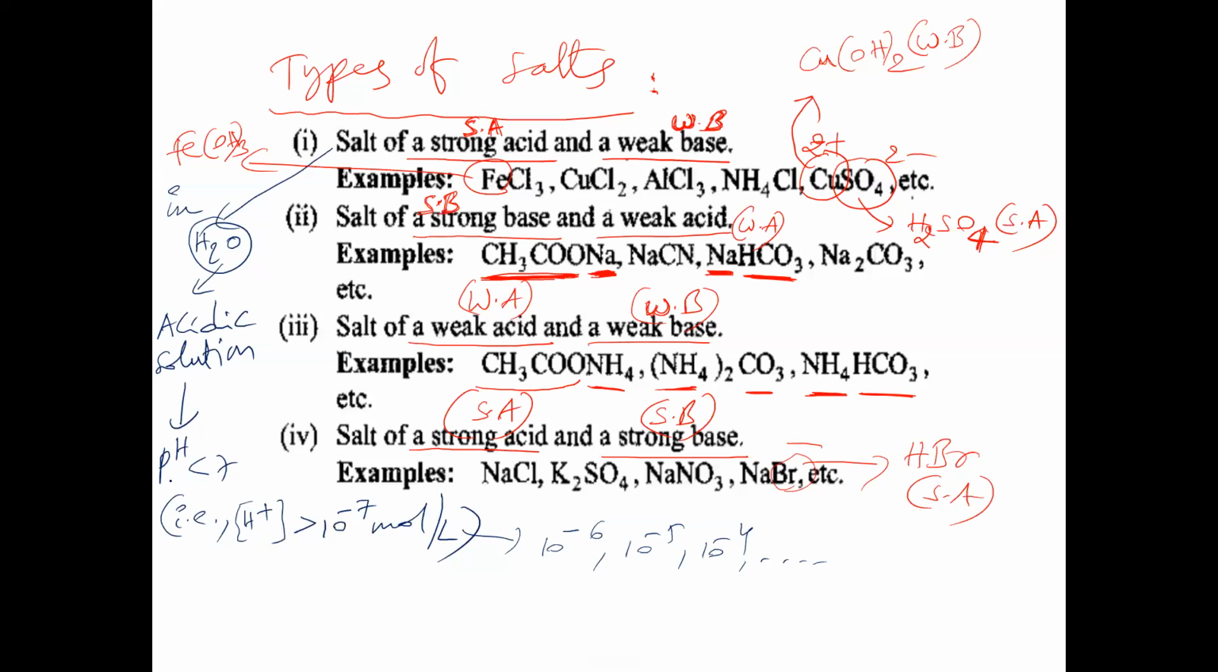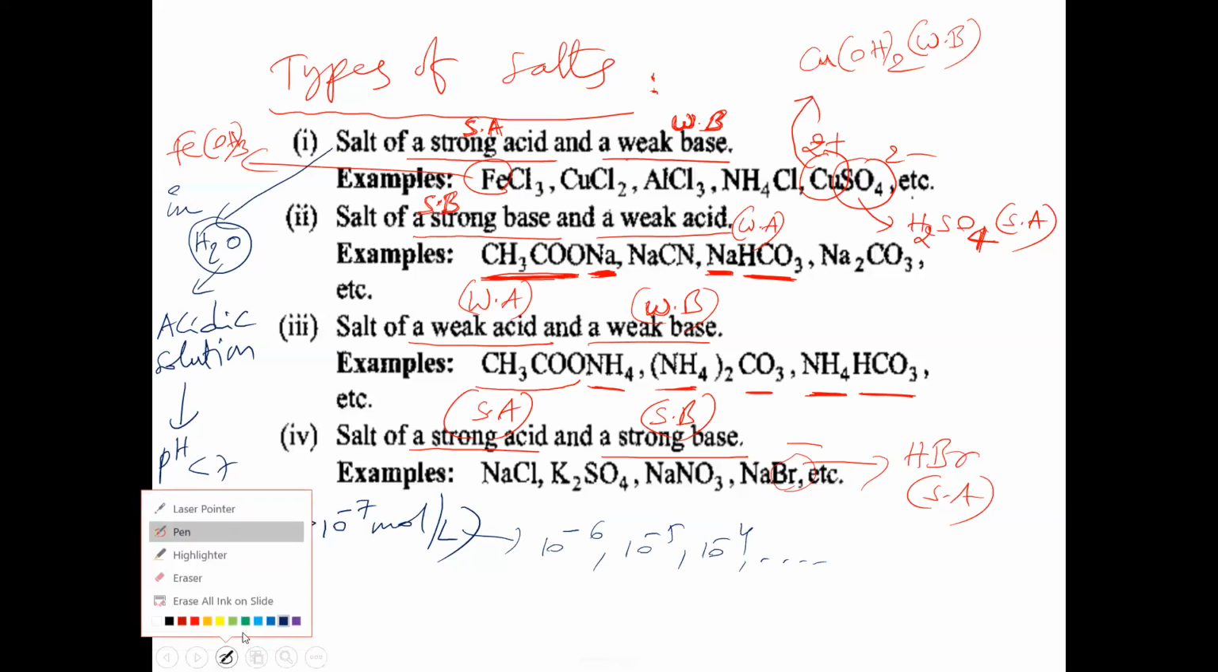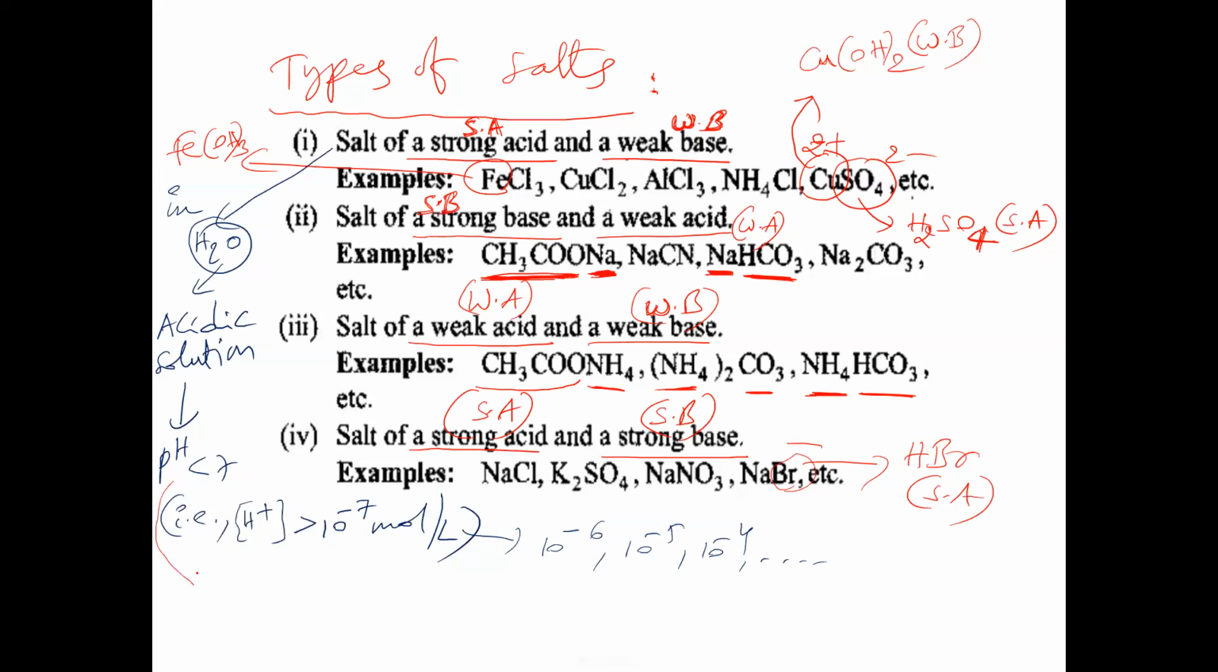Okay, that means whenever pH is less than 7, what do we have to take? We have to take the pOH value. The pOH value should be greater than 7. Whenever pH is less than 7, pOH should be greater than 7. Why? Since the pH value plus the pOH value should be equal to 14, at 25 degrees Celsius. This condition we have to understand. So whenever pH is less than 7, pOH must be more than 7.